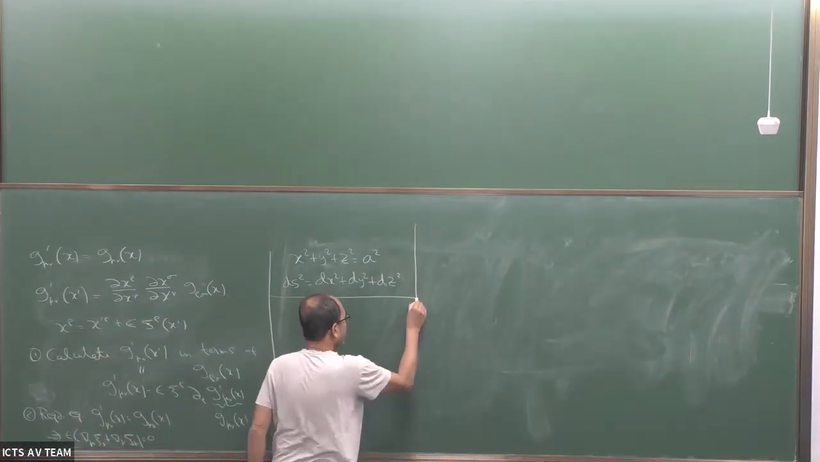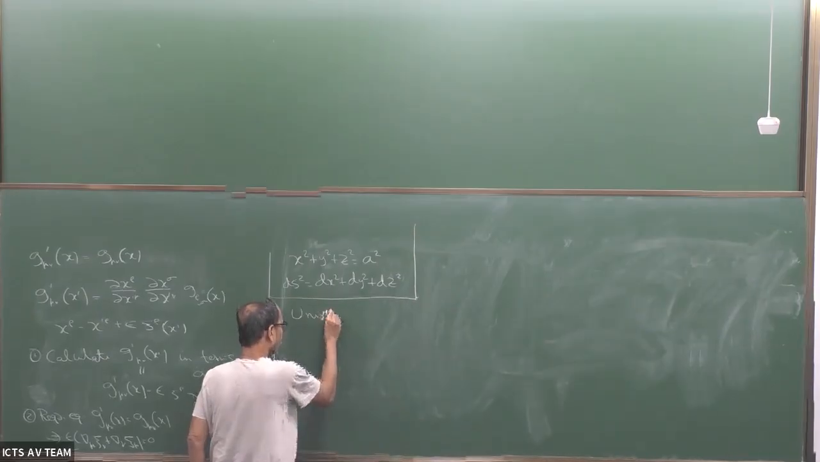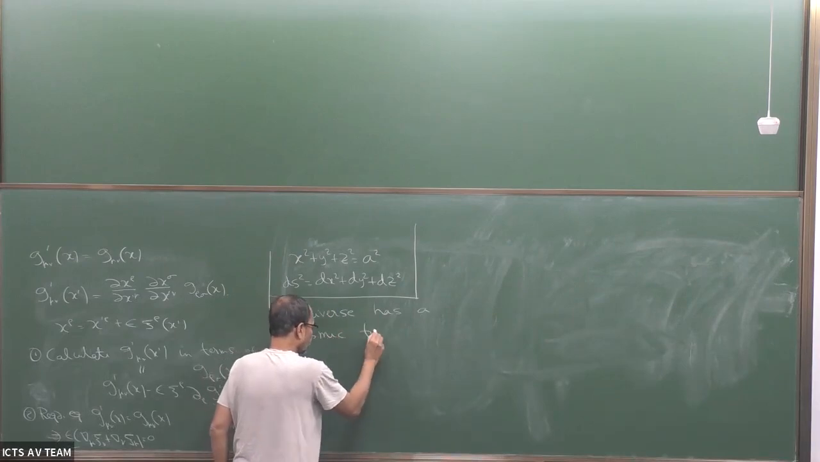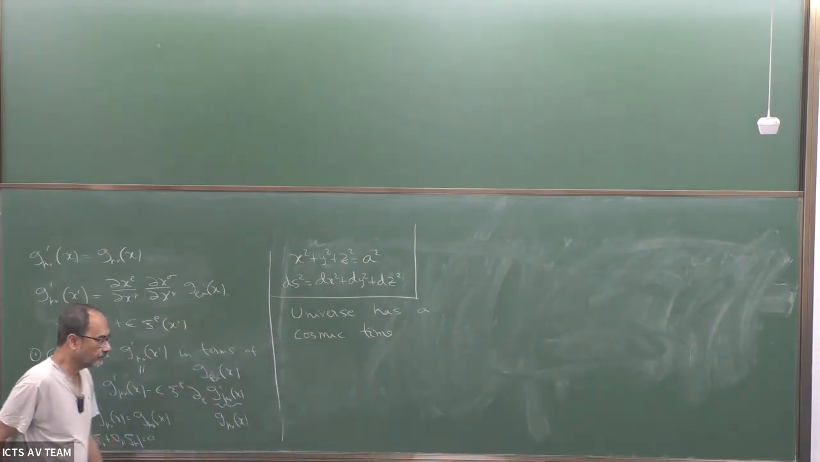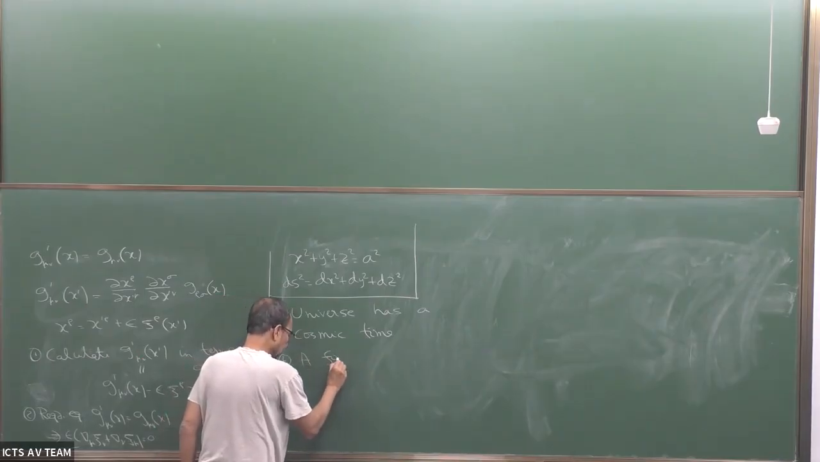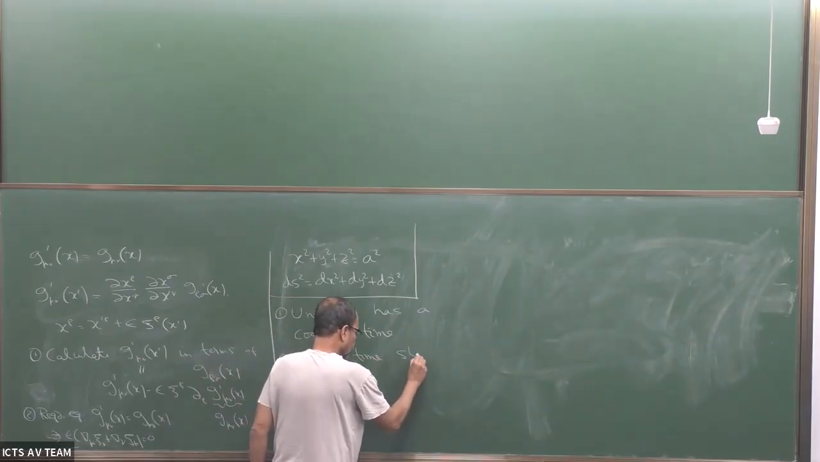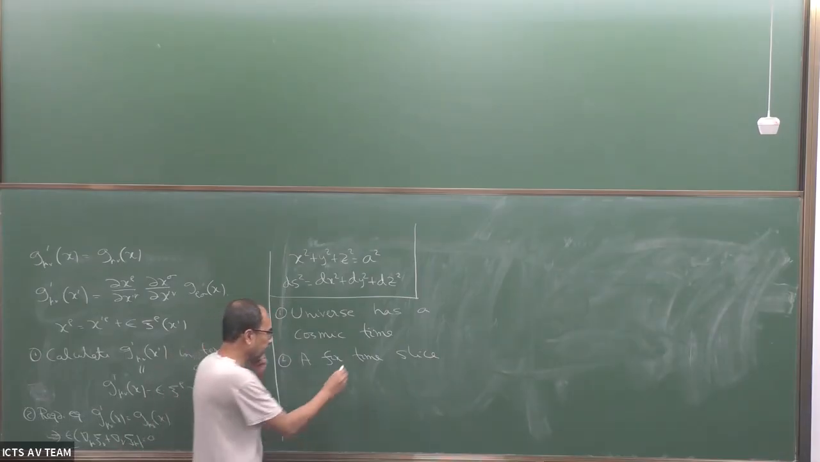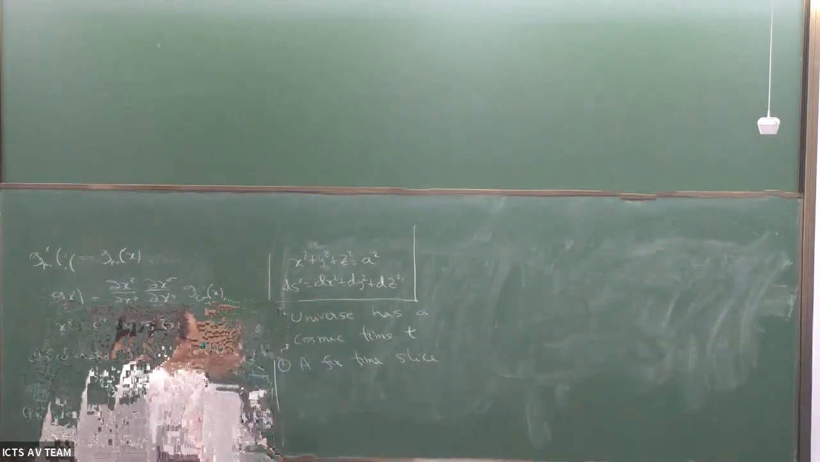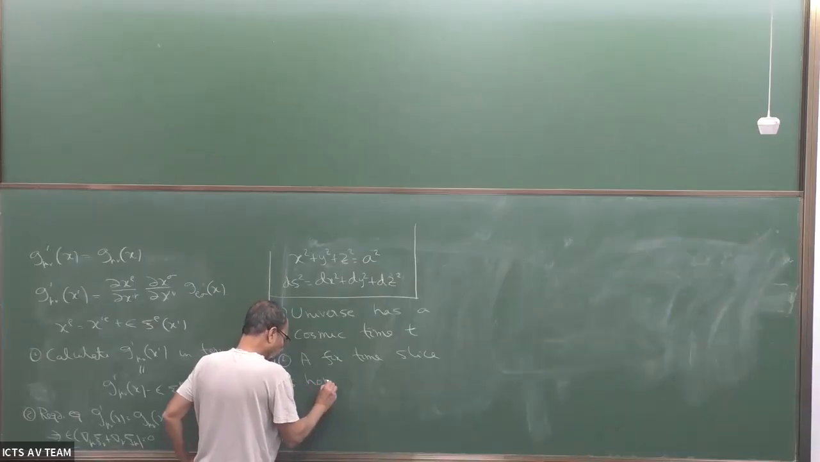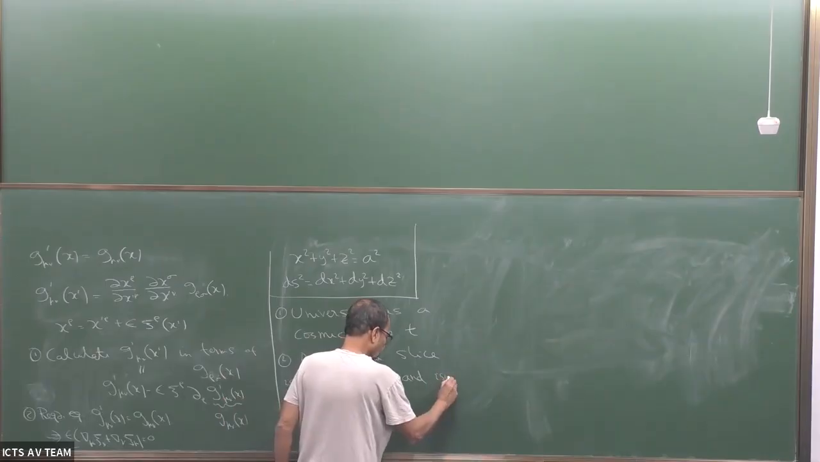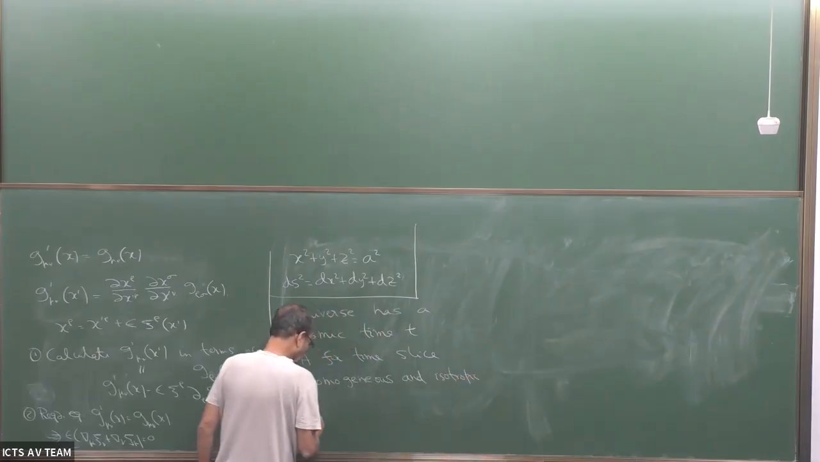Okay, so what we said last time is that the universe has a cosmic time, and that a fixed time slice, that means if we fix the value of t, let me call this cosmic time t, a fixed time slice is homogeneous and isotropic when averaged over large scales.